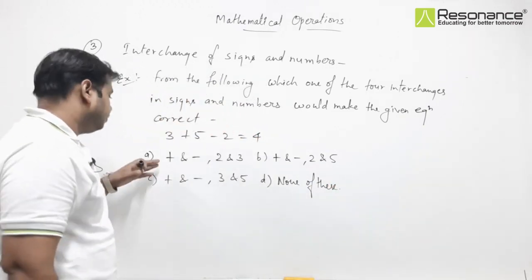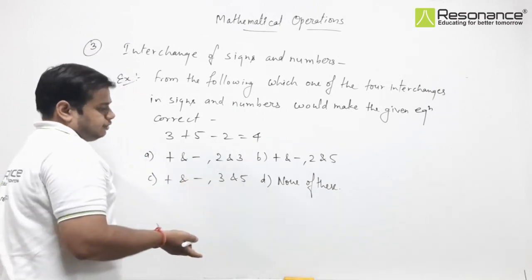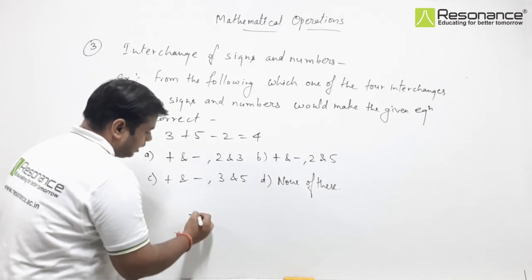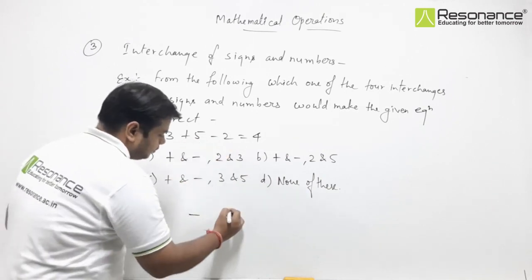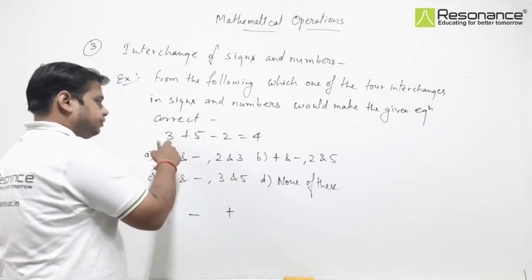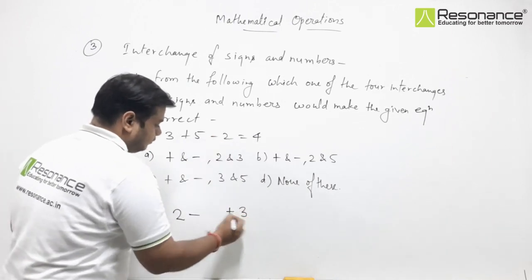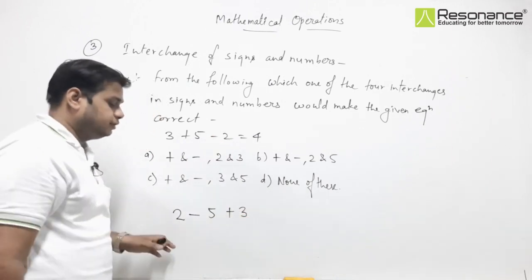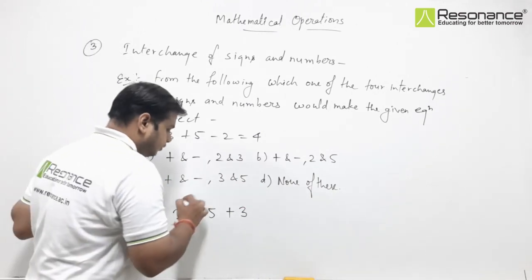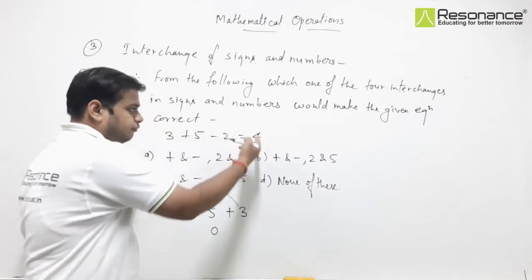So let's do the first one. Plus and minus is interchanged in all the options. So in the place of plus, minus will be, and in the place of minus, plus will be. 3 and 2 will be interchanged, so in the place of 3, 2 will be here, in the place of 2, 3 will be here, and 5 is here. It will not give us the right answer. Why? Because 2 plus 3 becomes 5 and 5 minus 5 becomes 0. But we have to find 4.